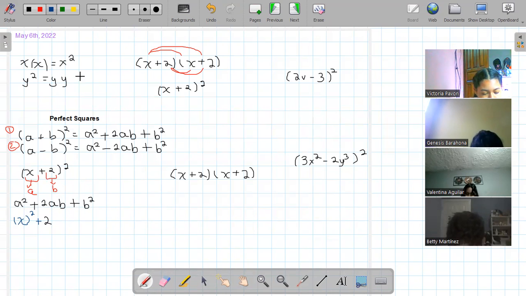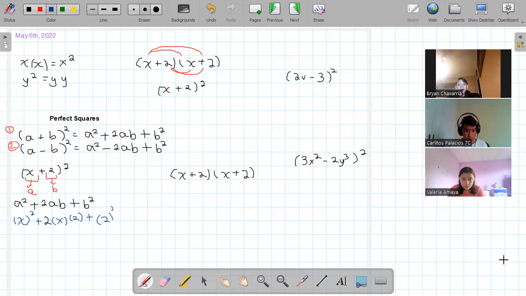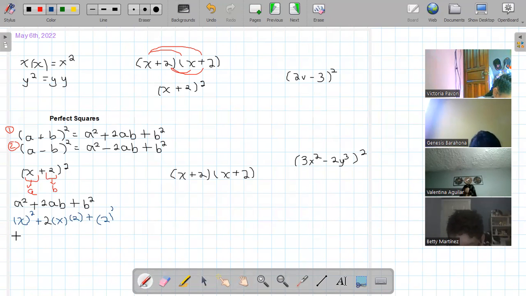it's part of the formula, A, that is X, and B, that I identified as 2, plus B squared, and B is 2. So 2 squared. Now I simplify that, I solve that, and I have X squared. How much is that? X squared, right?